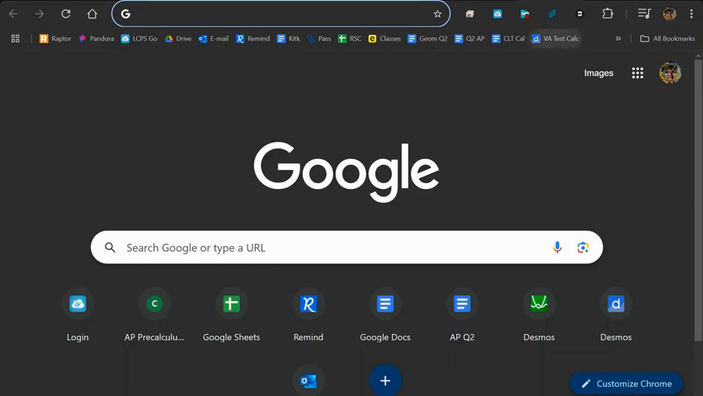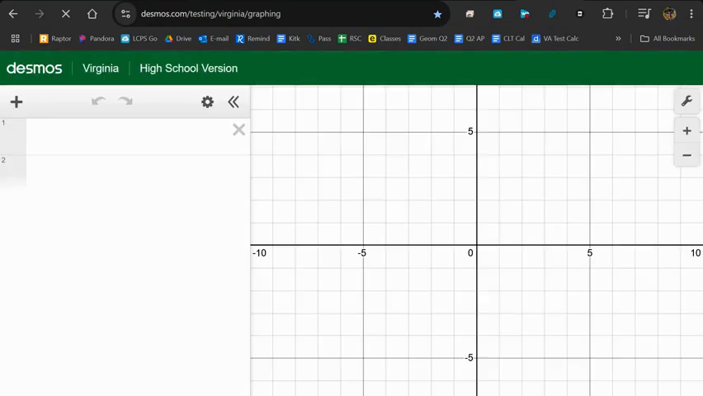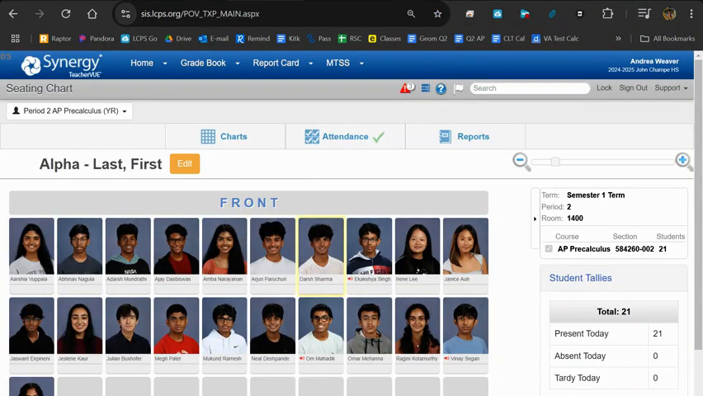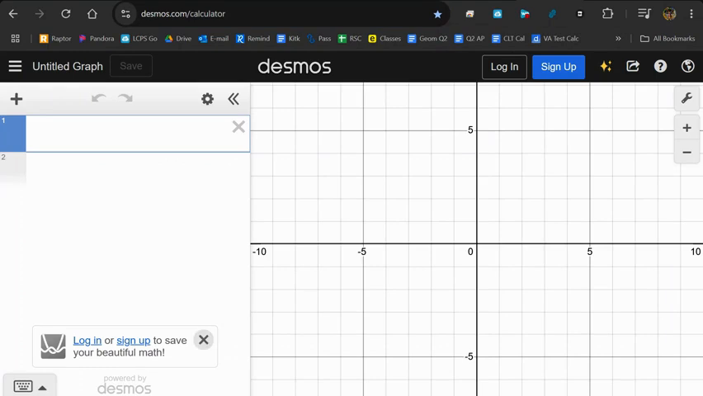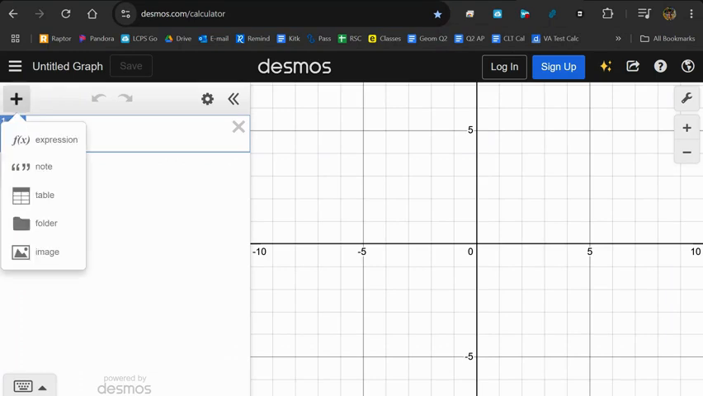Okay. All right. So let's go ahead and get, you guys don't want that one. That's the baby Desmos for the SOL. Let's get the full Desmos calculator. Okay. And so let's put our data in here. So let's go ahead and add a table.